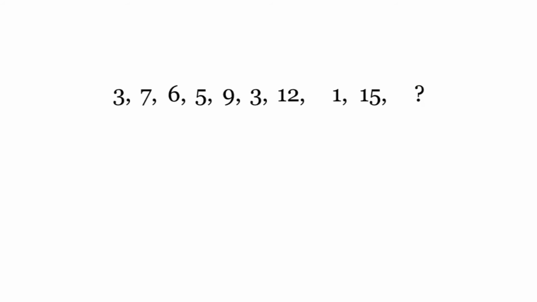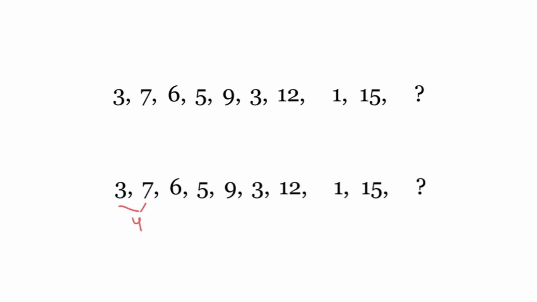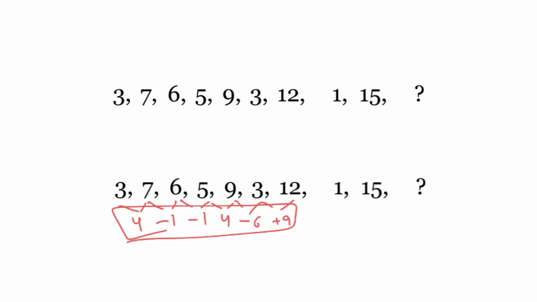3, 7, 6, 5, 9, 3, 12, 1, 15 and find missing term. More values are given, and if you start with the differences, 3 plus 4, 7. 7 minus 1 is 6. 6 minus 1 is 5. 5 plus 4 is 9. 9 minus 6 is 3. 3 plus 9 is 12. There is no pattern in differences.